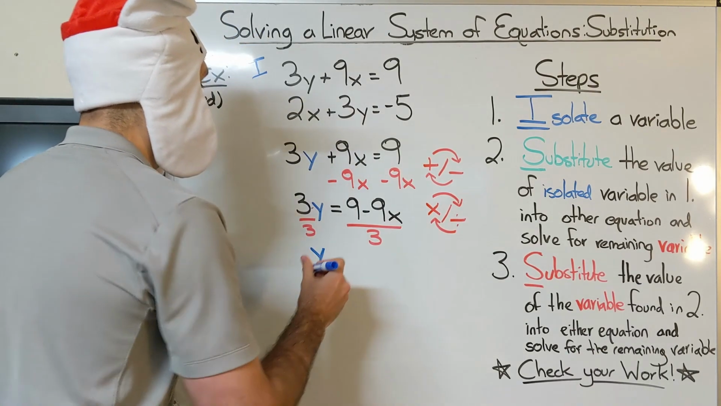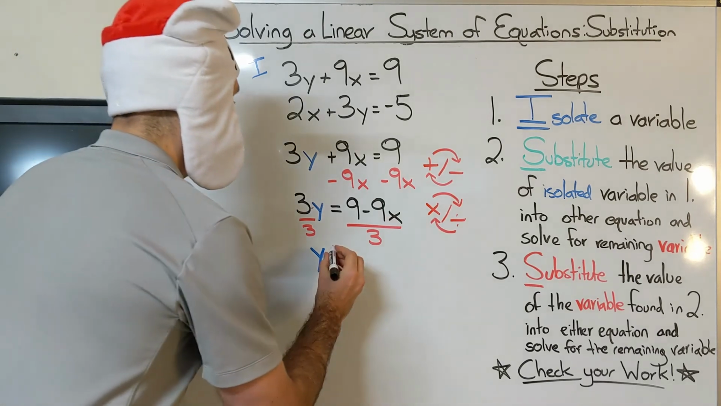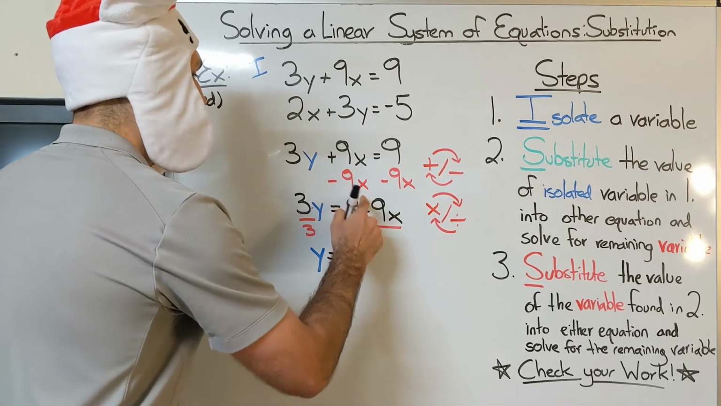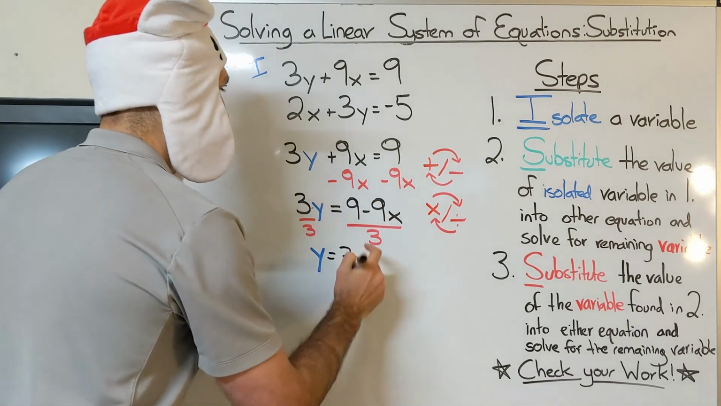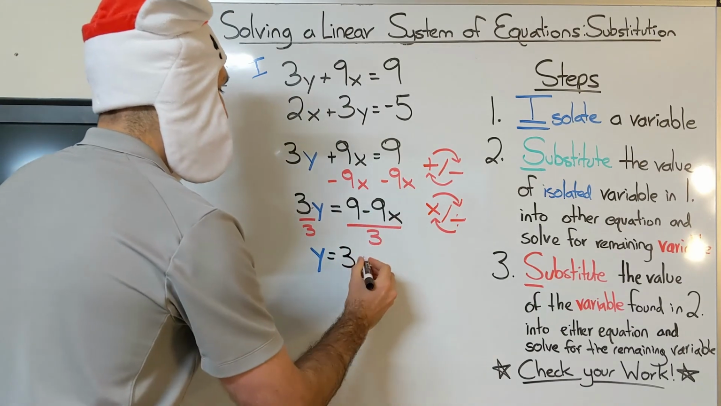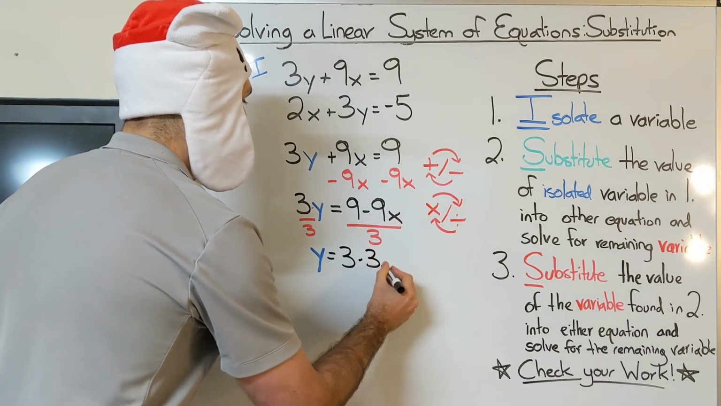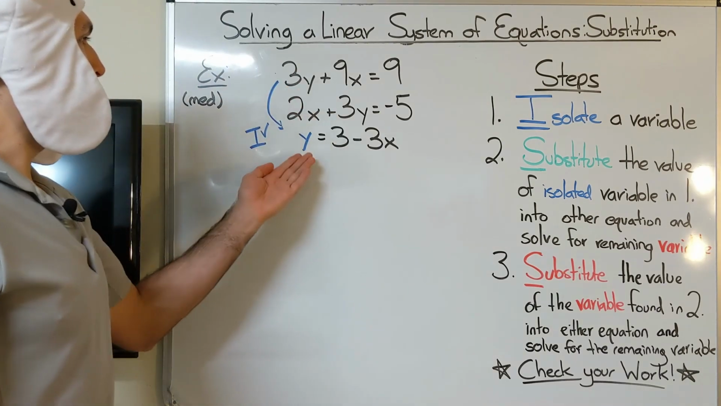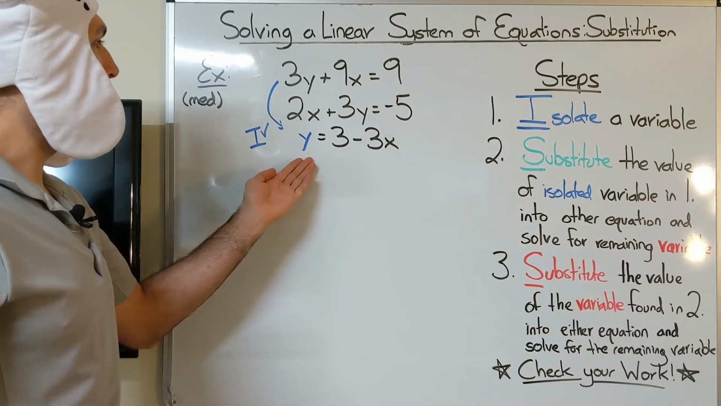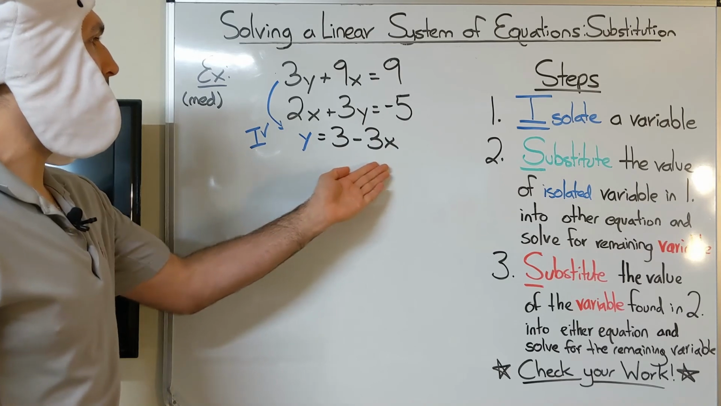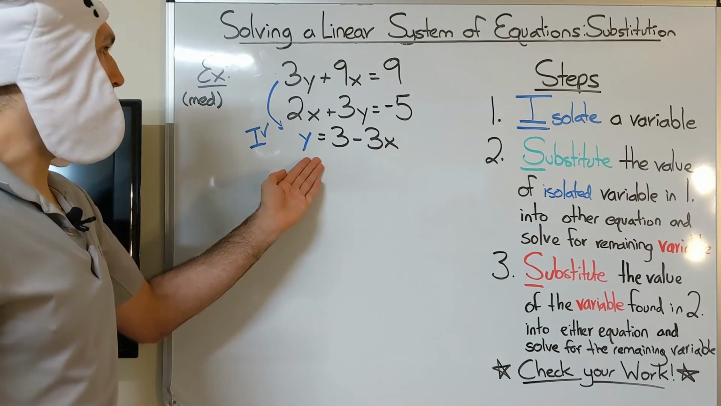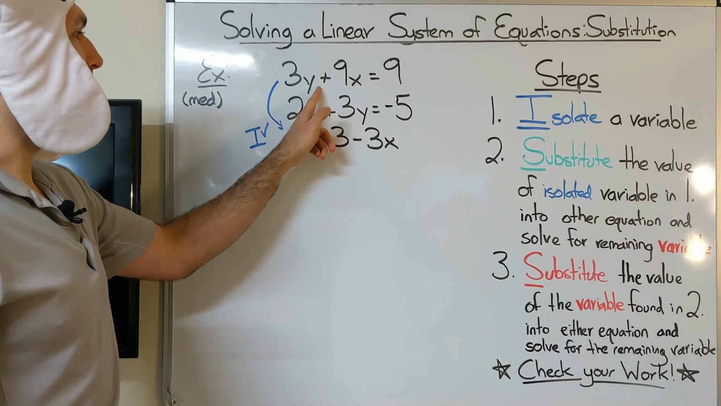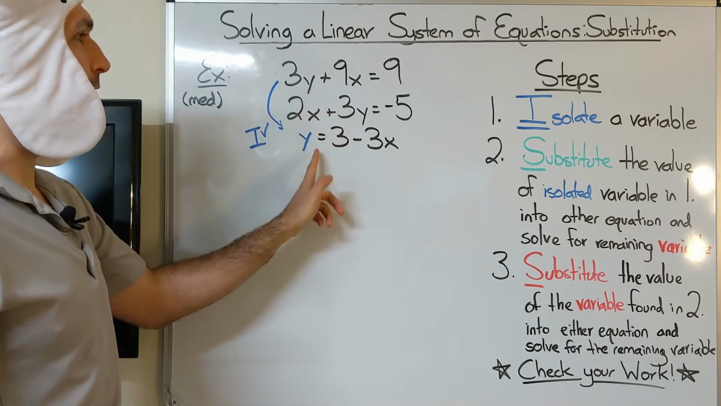Our goal was, again, to isolate a variable. On the right, 9 divided by 3 will be 3. Negative 9x divided by 3 is negative 3x. So we have isolated our variable. I've rewritten what we had just found, that y was equal to 3 minus 3x, below our original two equations, and I want to make note that how I got here was from the first equation.